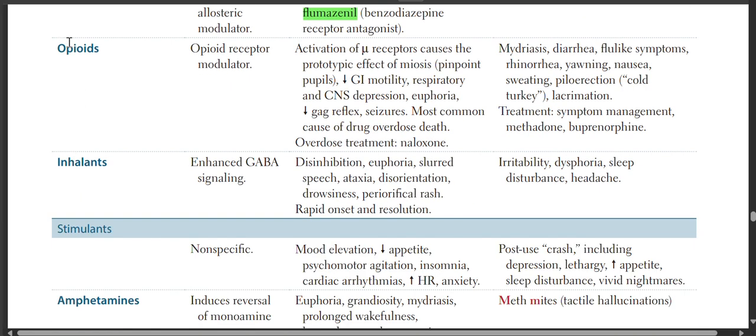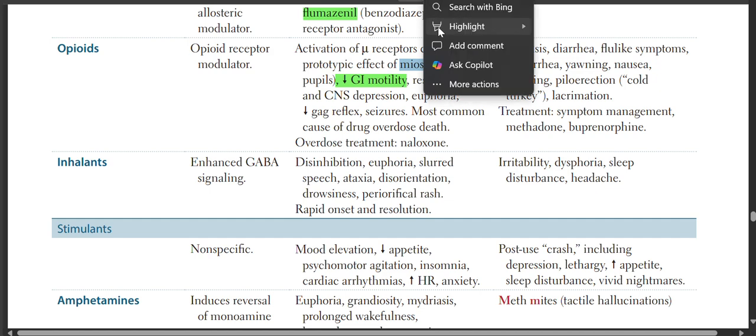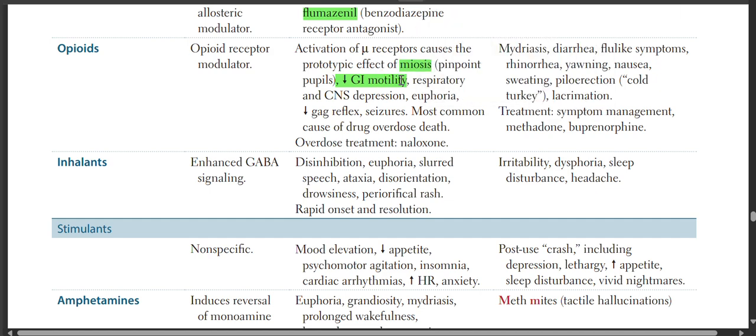Next, we have opioids. Opioids are an interesting one because we use them for pain modulation, and opioid medications can also be used as antidiarrheals. So these are two ways you can use them. Because these medications are used as antidiarrheals, they can decrease GI motility. Opioids are also depressants. That means they will cause respiratory and CNS depression. They'll cause a decrease in gag reflex. And a couple of interesting things here: miosis and the GI motility. These are the most important symptoms that you need to remember for opioid intoxication.